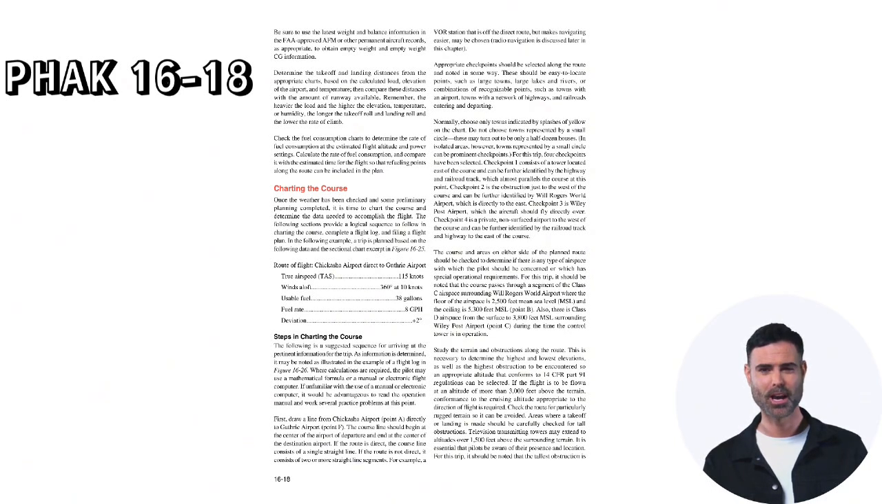First, draw a line from Chickasha Airport, point A, directly to Guthrie Airport, point F. The course line should begin at the center of the airport of departure and end at the center of the destination airport. If the route is direct, the course line consists of a single straight line. If the route is not direct, it consists of two or more straight line segments. For example, a VOR station that is off the direct route but makes navigating easier may be chosen. Radio navigation is discussed later in this chapter.